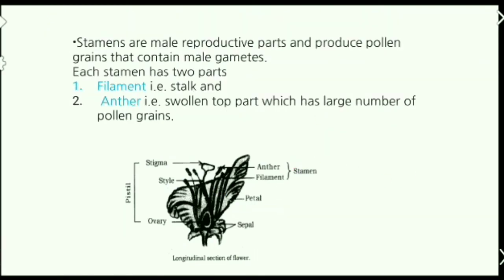Now let's discuss stamens. Stamens are the male reproductive parts and produce pollen grains that contain the male gamete. Each stamen has two parts, the filament, the stalk, and the anther, which is the swollen top part that has a large number of pollen grains.